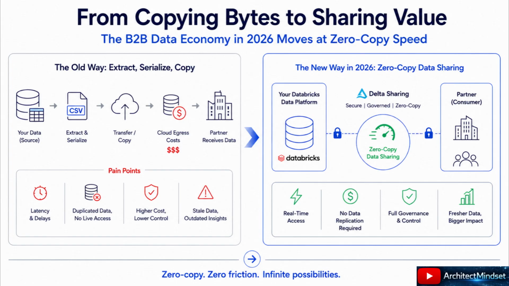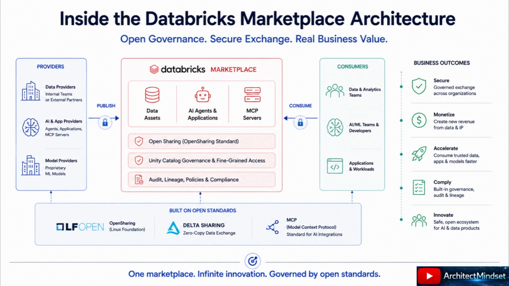In 2026, the modern B2B data economy moves at zero copy speed. So when the producer updates a table, the buyer sees the changes instantly. Today, we break down the architecture of the Databricks Marketplace, exploring how the open source evolution of cross company governance allows you to securely consume external datasets, monetize proprietary data assets, and deploy secure AI capabilities with absolute compliance.